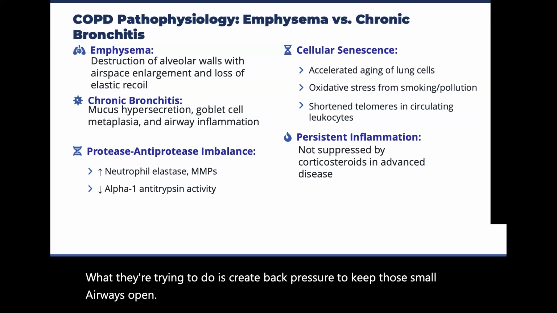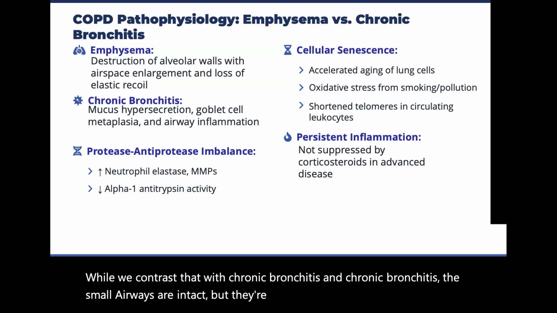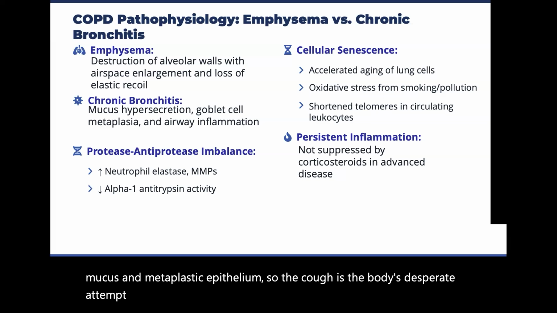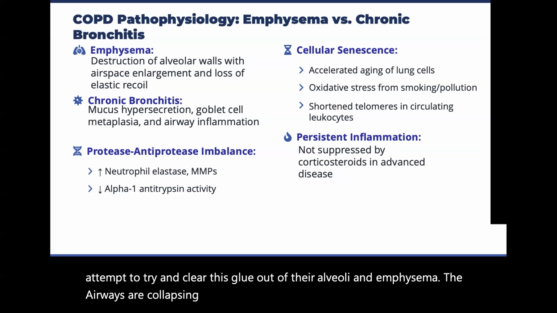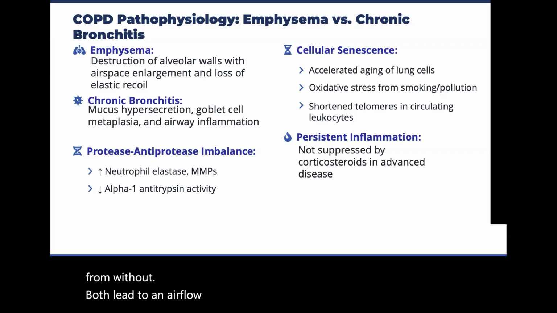Well, we contrast that with chronic bronchitis. In chronic bronchitis, the small airways are intact, but they're inflamed and lined with thick mucus and metaplastic epithelium. So the cough is the body's desperate attempt to try and clear this glue out of their alveoli. In emphysema, the airways are collapsing from within. In chronic bronchitis, they're blocked from without. Both lead to an airflow limitation, but for opposite reasons.